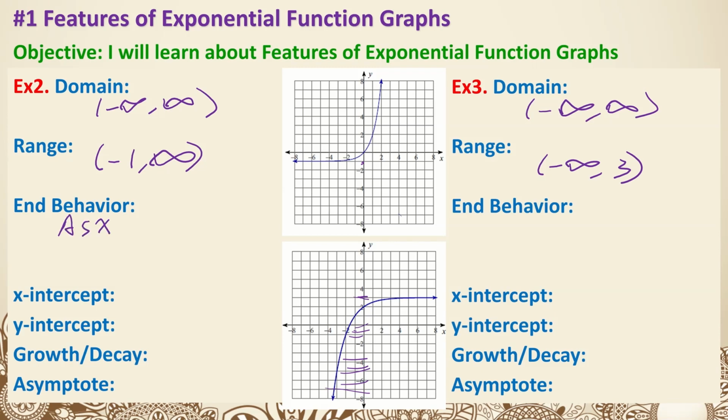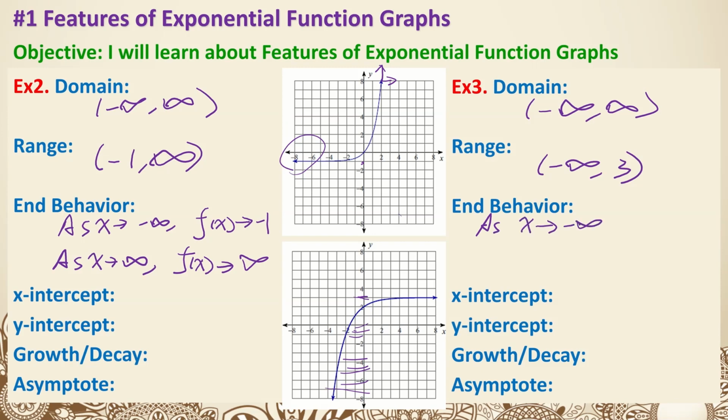And behavior as x approaches -infinity. So this is actually approaching -1. On the other side, as x approaches infinity, f of x is going up, right? So it's approaching infinity. For the bottom graph, as x approaches -infinity, well, this side is going down and left. So f of x approaches -infinity. As x approaches infinity on the right, it is not going across this line at 3, so f of x is approaching 3. X-intercept, 0, 0.